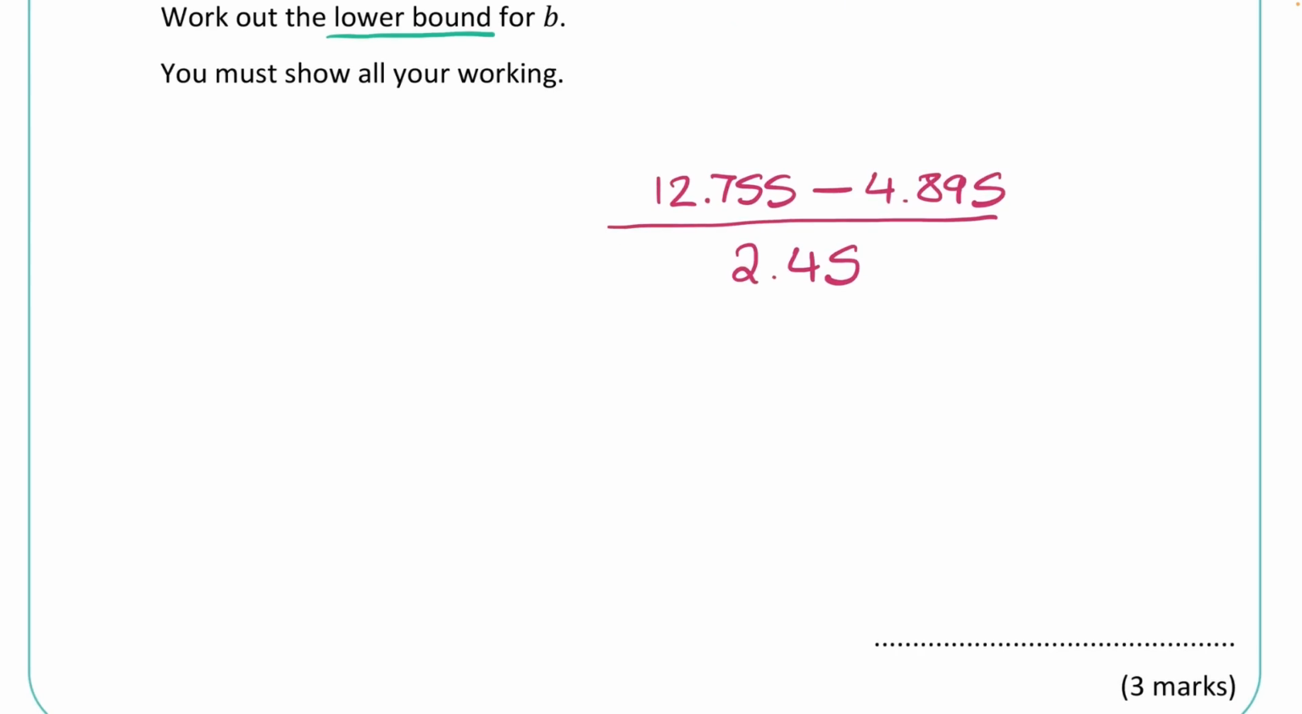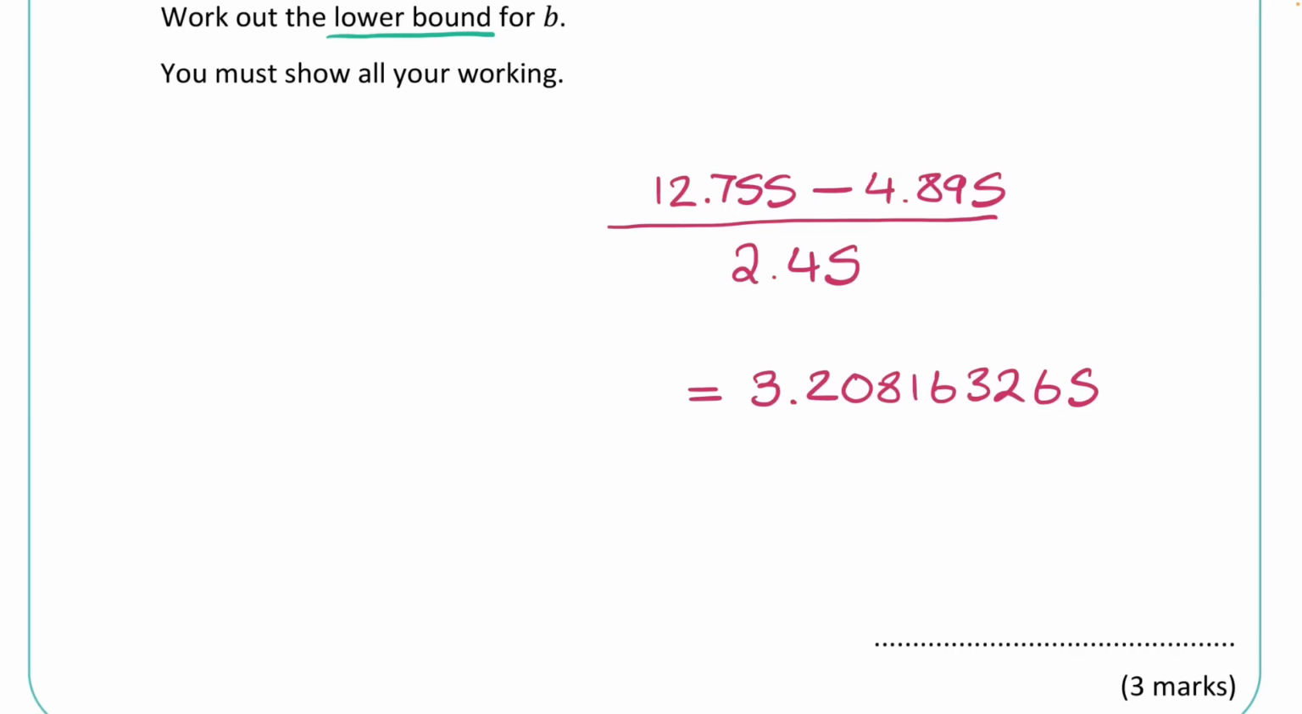So now we just need to type it in. So 12.755, take away 4.895, and that's over 2.45. Press equals, we'll get our answer, and this one does come out as quite a horrible number. It's 3.208163265. Now, on my actual calculator, it does actually keep recurring.